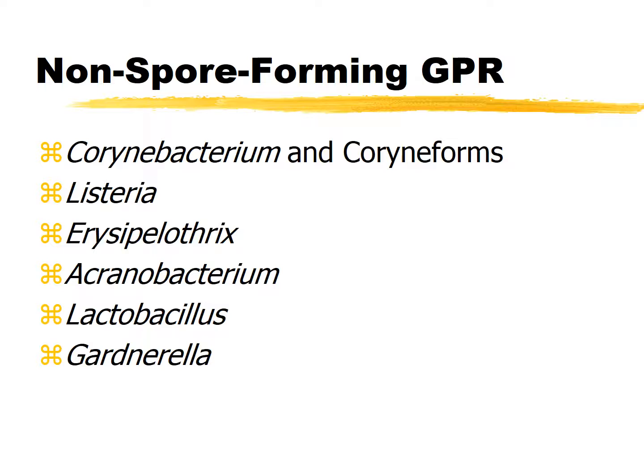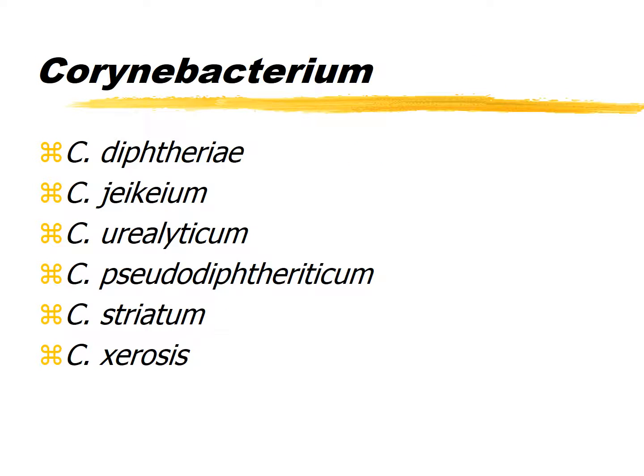So the non-spore forming gram-positive rods we're going to look at are Corynebacterium, also called coryneforms or diphtheroids, Listeria, Erysipelothrix, Arcanobacterium, Lactobacillus, and Gardnerella. Under Corynebacterium, we will look at diphtheriae, jeikeium, urealyticum, pseudodiphtheriticum, striatum, and xerosis.